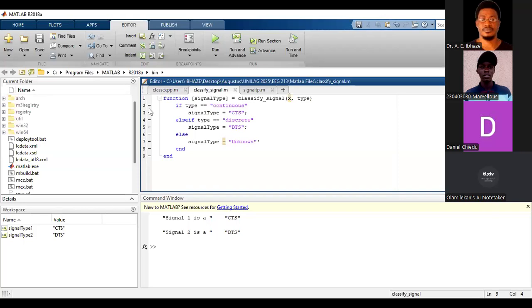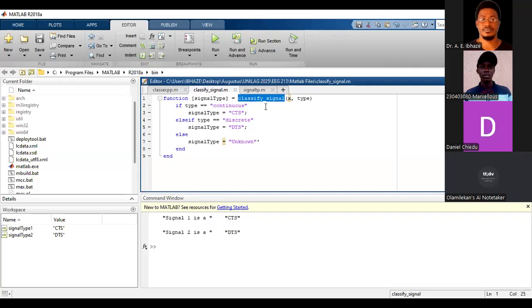So in that case, you want to have function files. Now, when you use the word function, then the function name will be the name of the file when saving the file by default, okay? So you see that here, the function is saved as classify_signal. I just want to classify some signals. I want to know if it's a continuous time signal or a discrete time signal. It's just a simple example, okay?